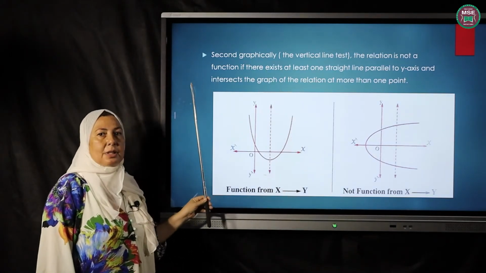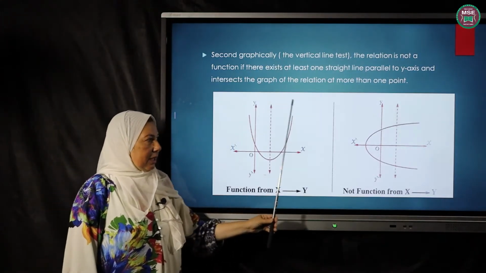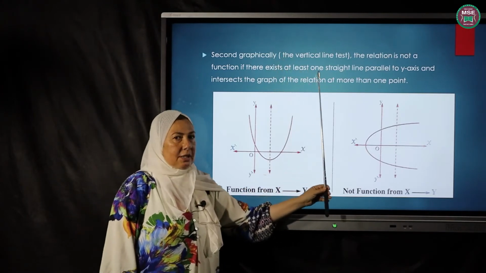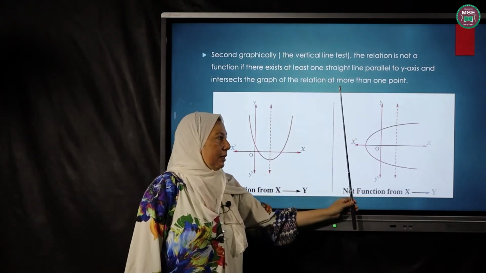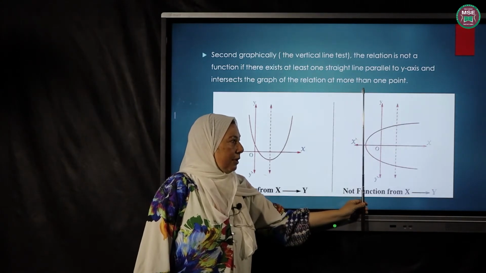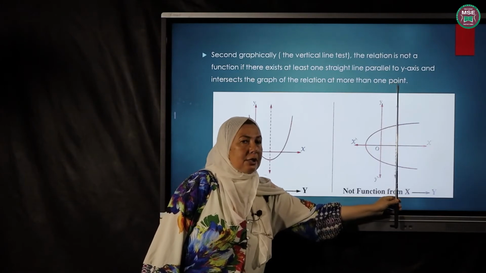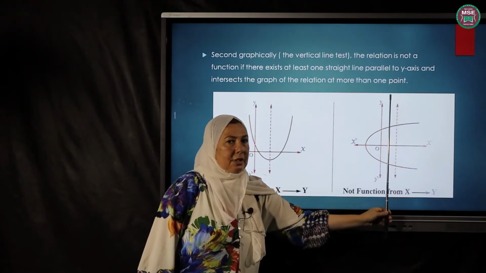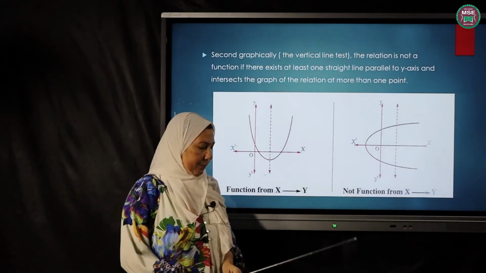Therefore, the figure is a function. Second figure: vertical line test, move from left to right on the graph. It has two points that intersect this graph. They are not functions from x to y.